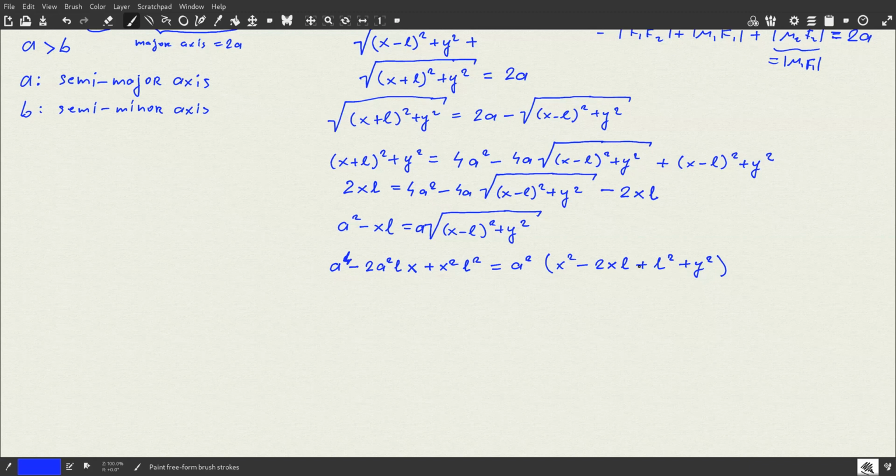Should be okay now. Now, fortunately, the linear term minus 2 times A squared LX is dropped. Otherwise, we would have a linear term in x here, which we don't like. And we get A to the power 4 plus, by the way, yes, plus x squared L squared equals A squared x squared plus A squared L squared plus A squared y squared.